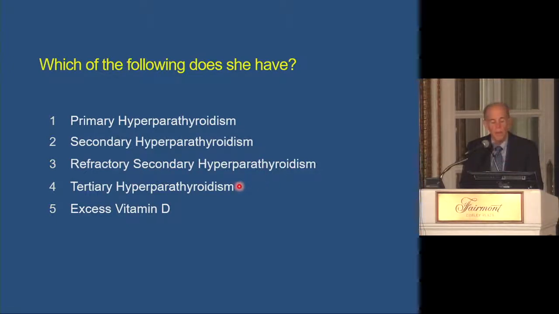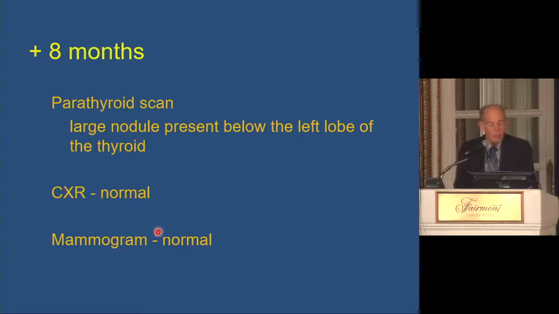That's certainly possible, that she has primary. She probably doesn't have secondary because her calcium is high. She probably doesn't have refractory secondary because her calcium is high. So she could have primary or tertiary, or maybe we're giving her too much vitamin D, or she's getting vitamin D from something else. So we did a parathyroid scan, a sestamibi scan.